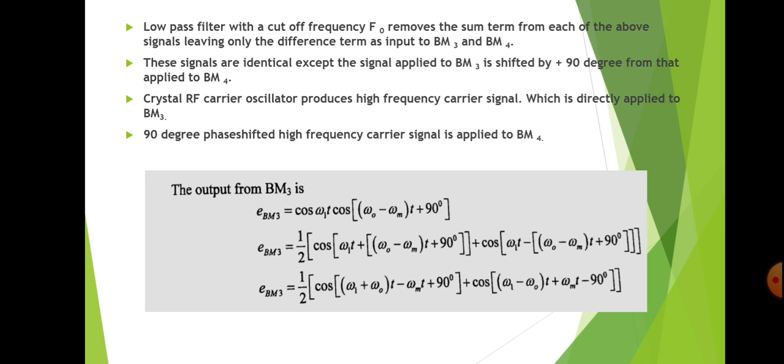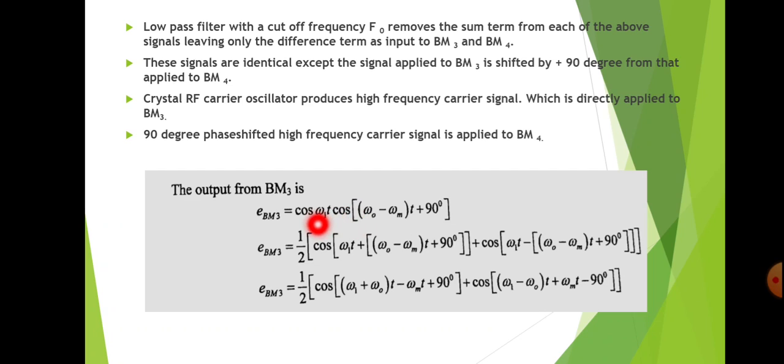Now the crystal RF, there is also a radio frequency crystal at the BM3 and BM4 section, and this crystal RF oscillator produces a high frequency carrier signal which is directly applied to BM3. And also a 90 degree phase shifted high frequency carrier signal is applied to BM4. So the output of BM3, EBM3, will be cos omega 1 t into cos (omega 0 minus omega m) t plus 90 degrees. That means this is the RF carrier signal, and this is the modulated signal input.